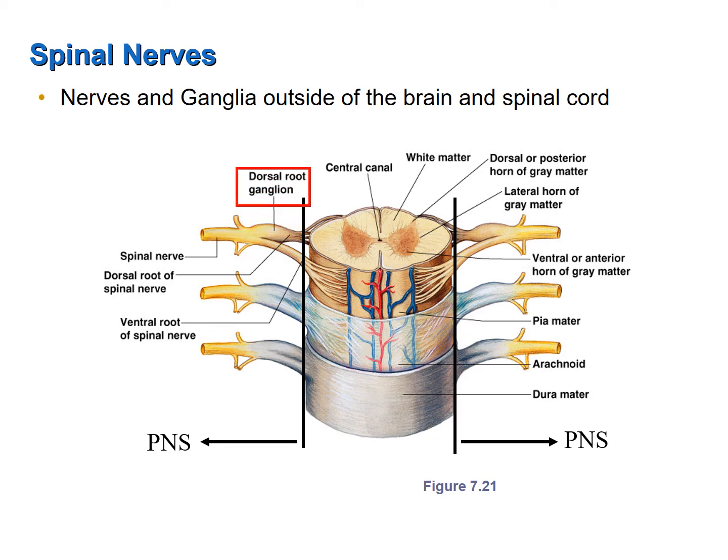Recall that a ganglion is a cluster of neuron cell bodies in the peripheral nervous system. Also note or recall that a bundle of axons in the peripheral nervous system is a nerve. So the dorsal root ganglion is in the peripheral nervous system. The dorsal root is in the peripheral nervous system, as is the ventral root. The spinal nerve is formed by the merging of the dorsal and ventral roots.